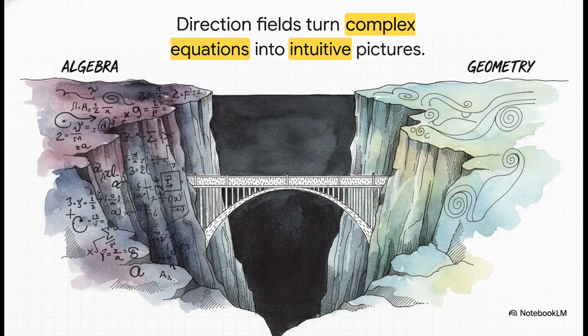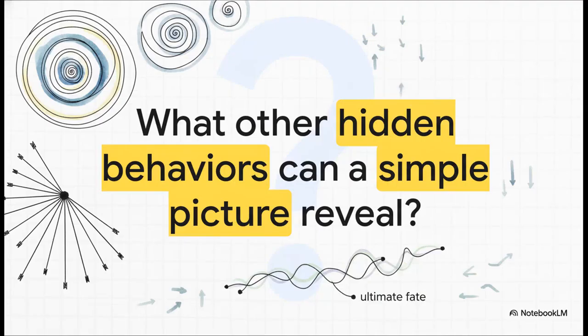So, what's the big takeaway from all this? Direction fields are this incredible bridge between algebra and geometry. They take an abstract, complex differential equation and turn it into an intuitive picture that reveals the behavior of every single possible solution all at once. And that leaves us with a final thought. We've just seen a direction field predict a solution's ultimate fate, but what else is hiding in these visual maps? What other complex behaviors, like oscillations or stability, can a simple picture reveal about the dynamic systems all around us? It's pretty amazing to think about.